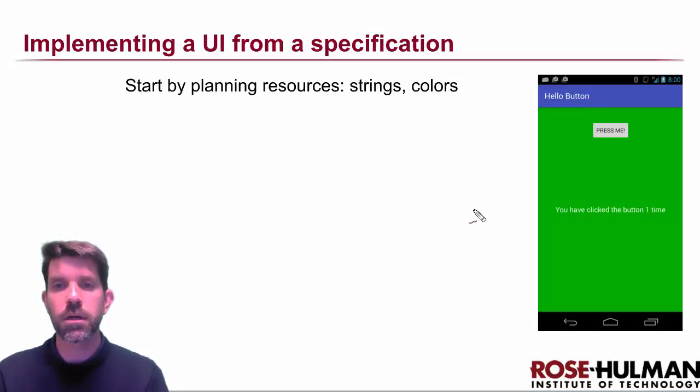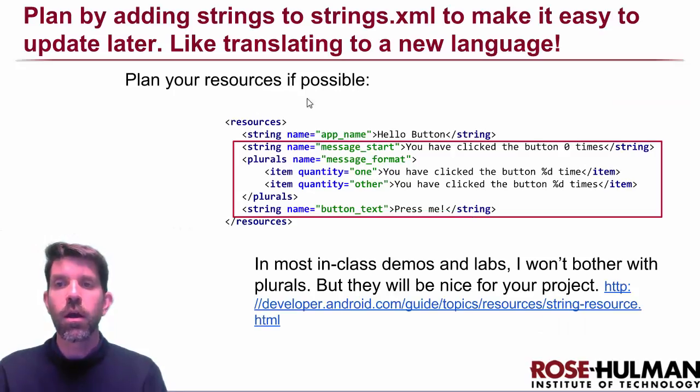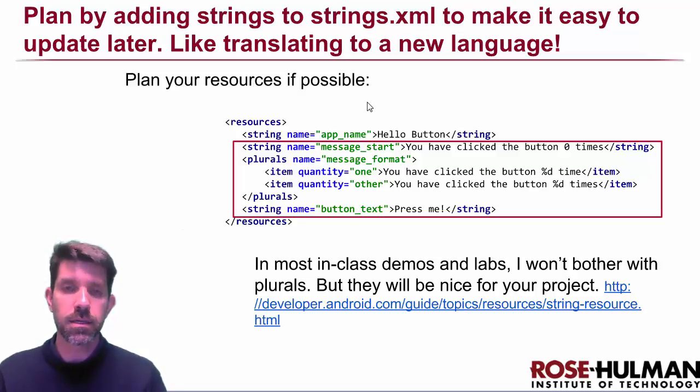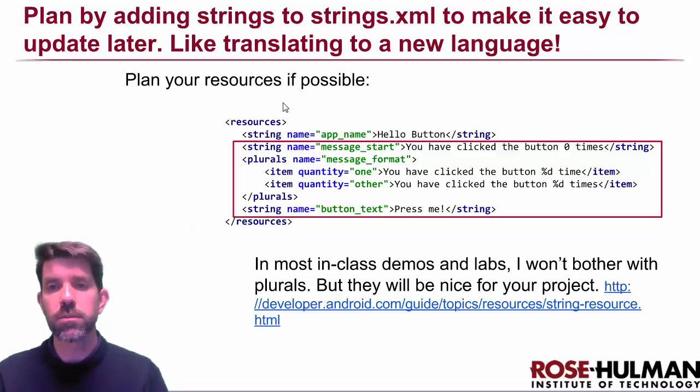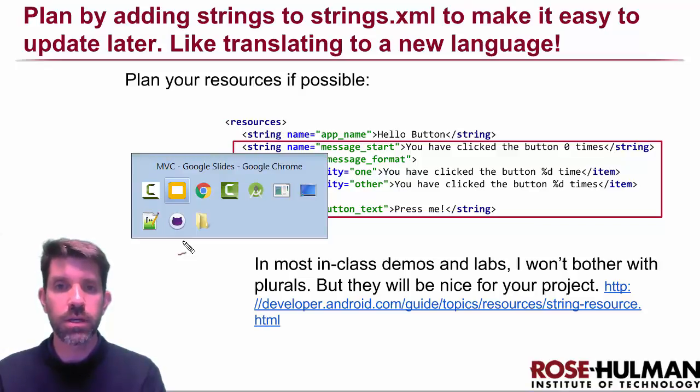Let's talk about strings first. You want to plan these things out as much as you can, mostly to make your maintenance easier, especially if you're going to be translating into multiple languages. So we'll plan some resources here. We see that in our strings.xml, we get some stuff to start with. In fact, we get the app name. If I were going to pull this up quick, we could take a look at it.